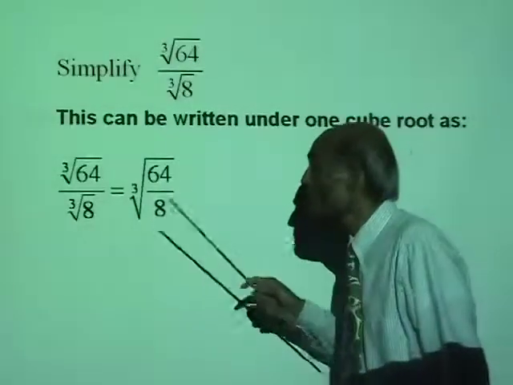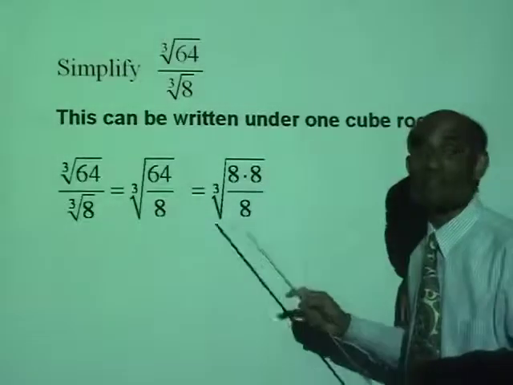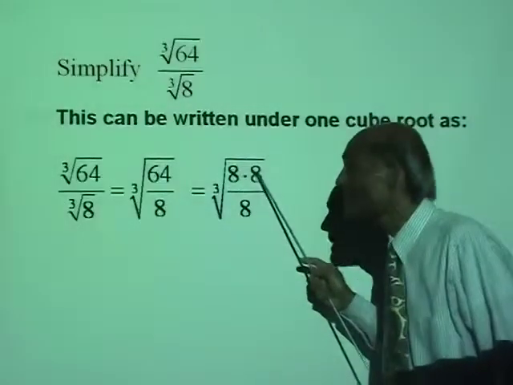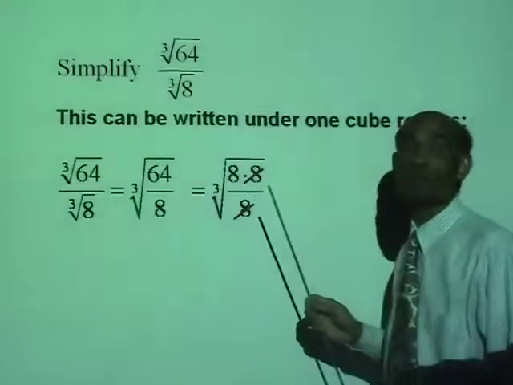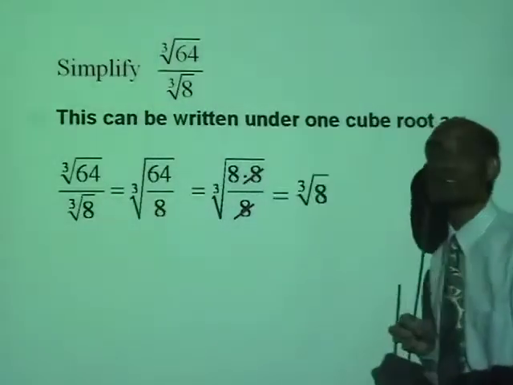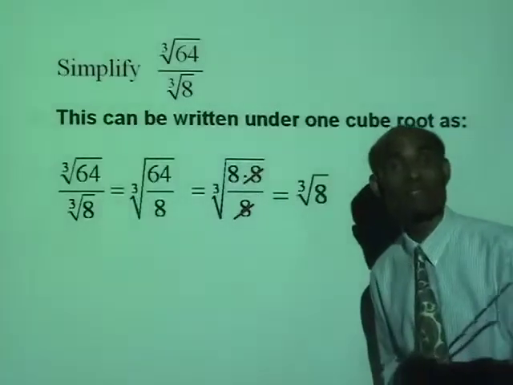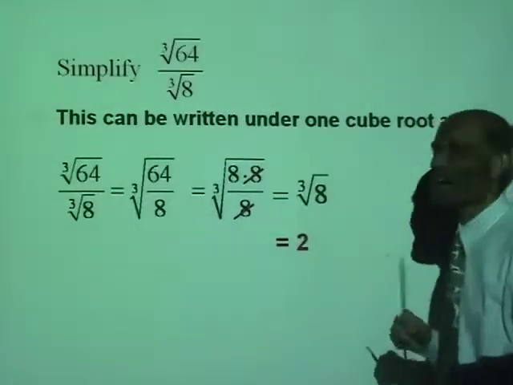What is 64 divided by 8? 64 is 8 times 8. And so the 8 and the 8 goes. You got cube root of 8. And what is cube root of 8? It's a 2. You see how simple that is.